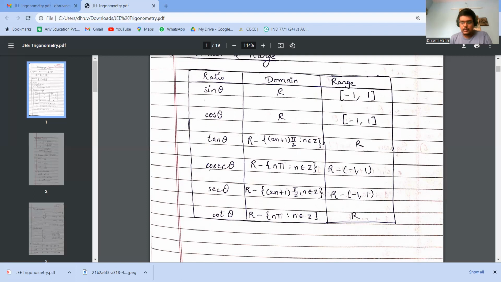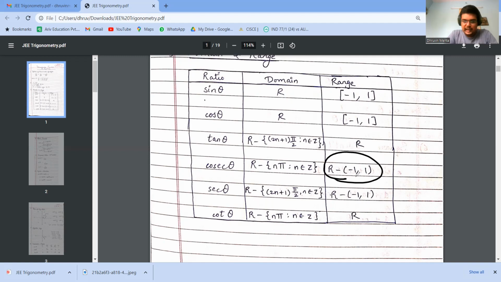Sorry, all real numbers. Yeah. Cosec theta. Now cosec is not defined when sin theta is 0. Now where is sin theta 0? So sin of 0 is 0, sin of pi is 0, sin of 2 pi is 0. So it is not defined at all n pi. So we exclude n pi. And here the range is going to be all real numbers except -1 and 1.